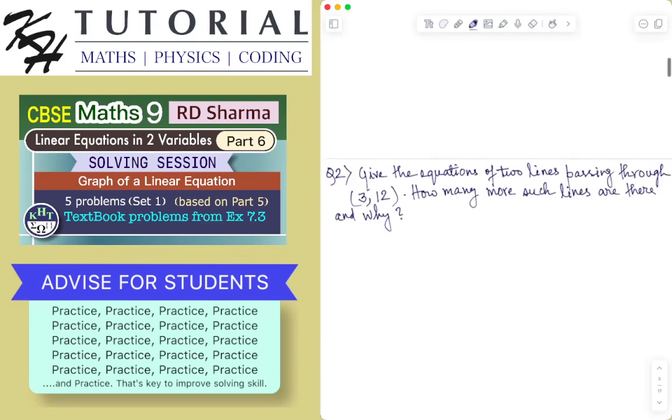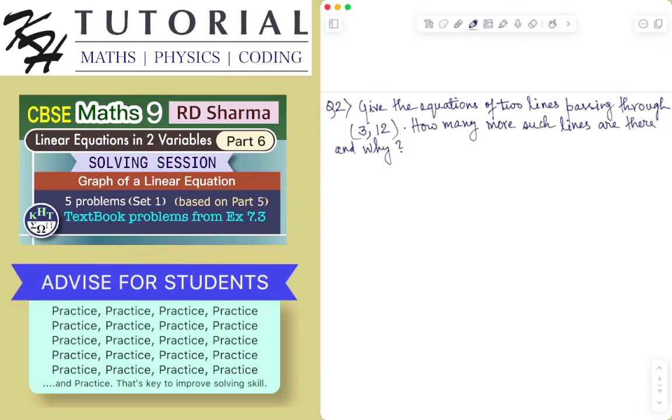Next problem is, give the equations of 2 lines passing through (3, 12). So one coordinate is given, (3, 12), that is, abscissa or x coordinate is 3 and ordinate or y coordinate is 12. How many more such lines are there and why? So we have to find 2 equations so that their graph is passing through a given point. How will I find even one equation whose graph will pass through this point?